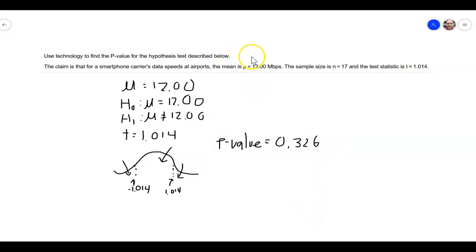If I was doing a one-tailed test, if this was a less than or a greater than, then I would just have one tail and I wouldn't have to multiply by 2 at the end.